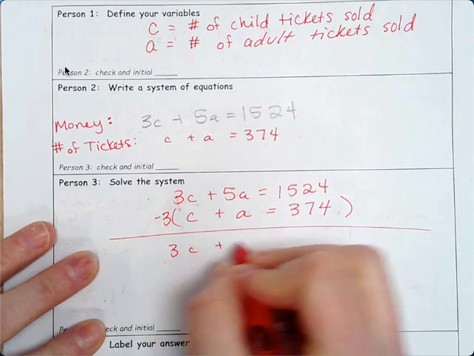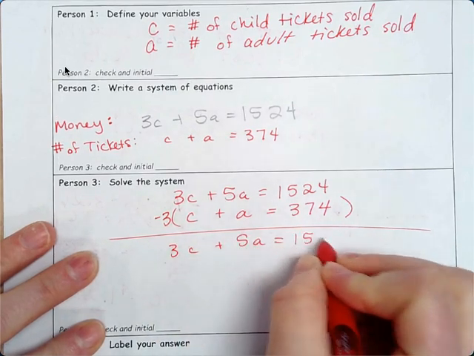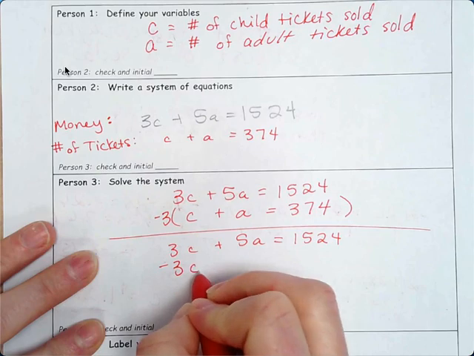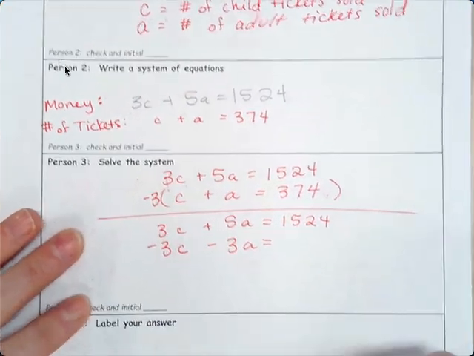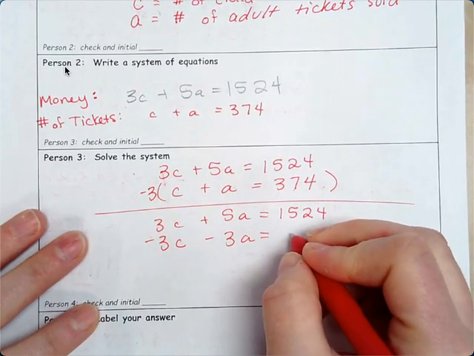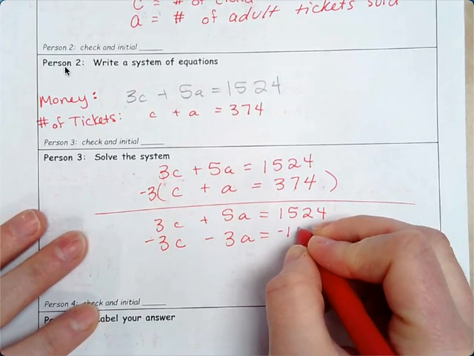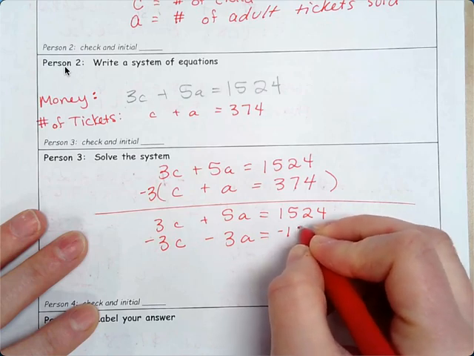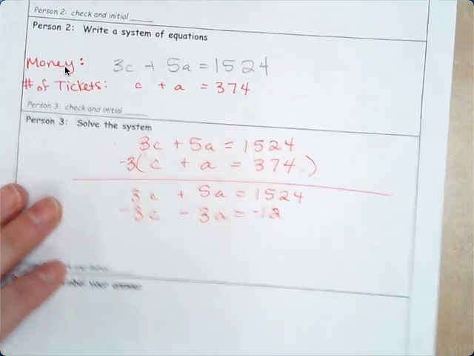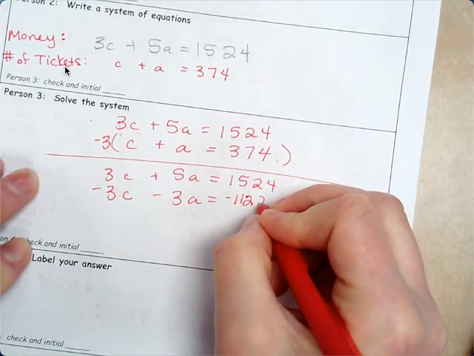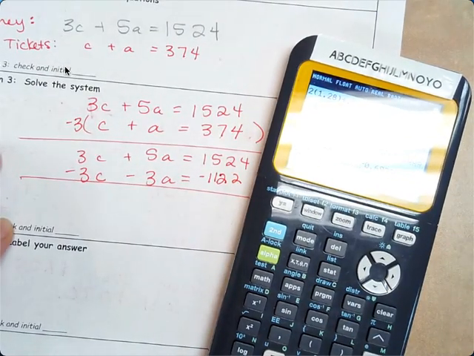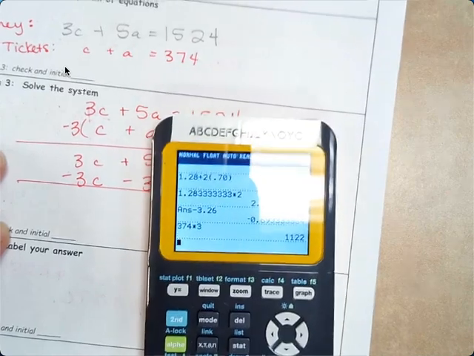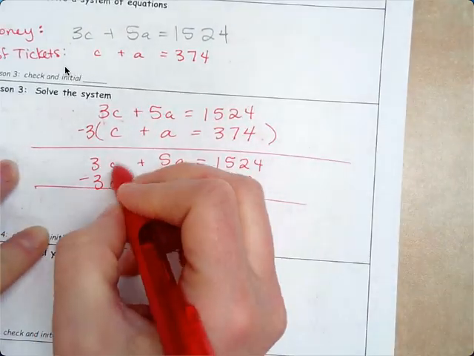So 3C plus 5A equals 1524. -3C minus 3A equals, what's 374 times -3? I got -1,122. 374 times 3 is 1122. Okay. All right. So then this cancels.